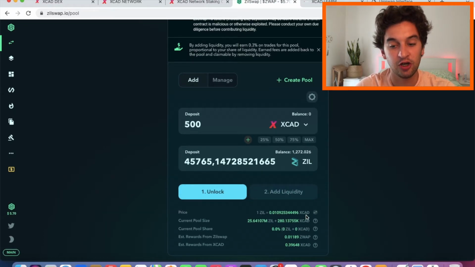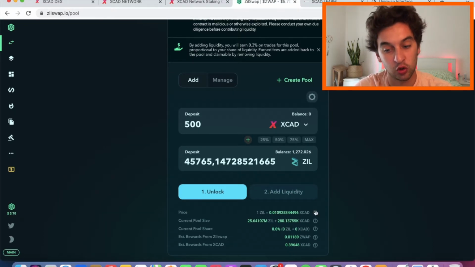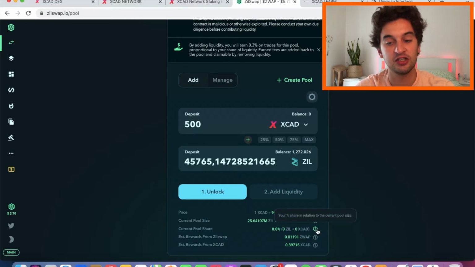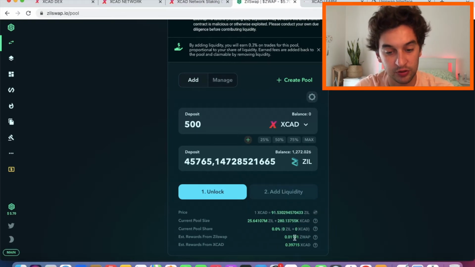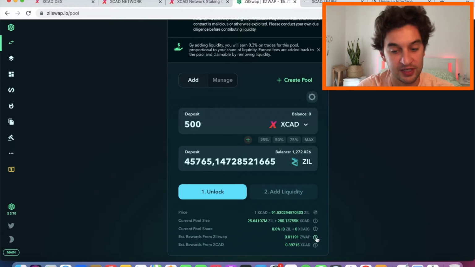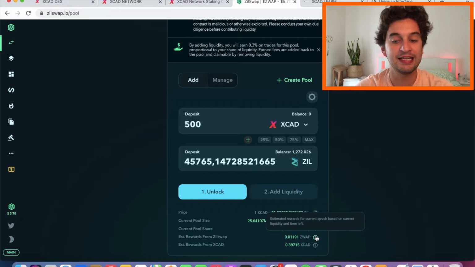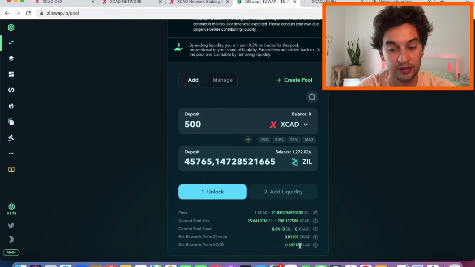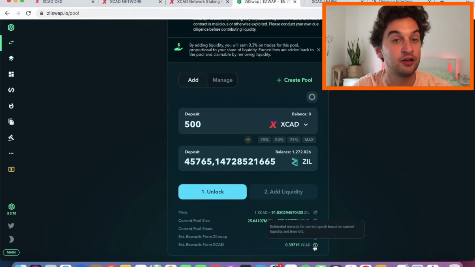As we're able to see here, it gives you the price of 1 Zilliqa to 1 XCAD. You can also convert them the other way. There is the current pool size, and the current pool share, which is your percentage share in relation to the current pool size. The estimated rewards from ZilSwap are the estimated rewards for the current epoch based on current liquidity, 0.01. The estimated rewards from XCAD are 0.39 XCAD on every current epoch.